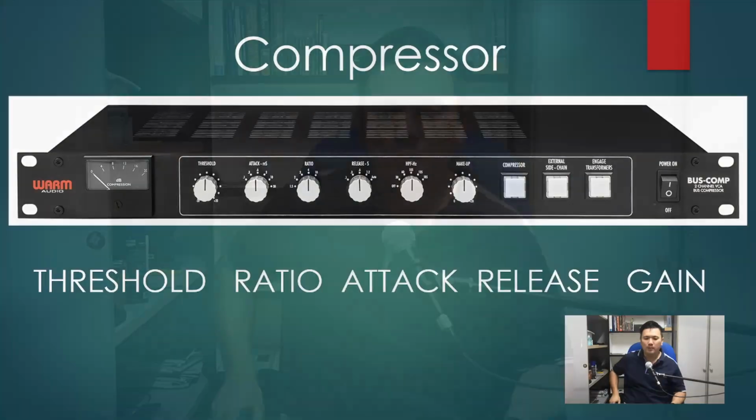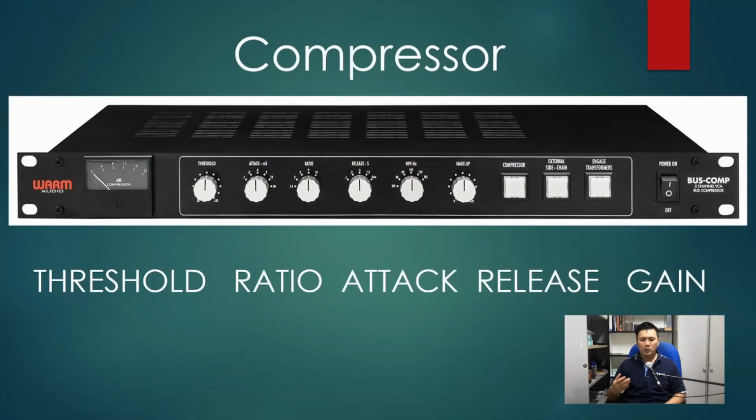If you look at the compressor, there is a threshold, a ratio, attack, release, and gain. So what is the threshold? Threshold means where I want the compressor to start working. Ratio is how much you want the compressor to work. Attack, remember, is how fast we want it to start working. Different sounds have different attack times.